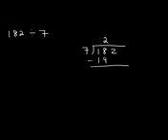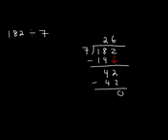Next, let's subtract 14 from 18. 18 minus 14 is 4. And then we're going to bring down the 2. So how many times does 7 go into 42? Hopefully you know your multiplication tables. 7 times 6 is 42, which leaves a remainder of 0. So 182 divided by 7 is 26.